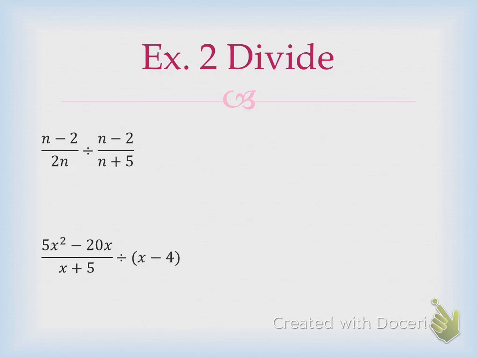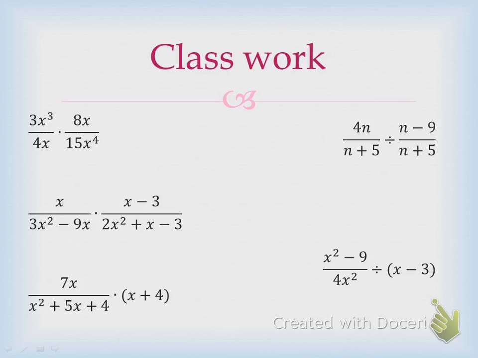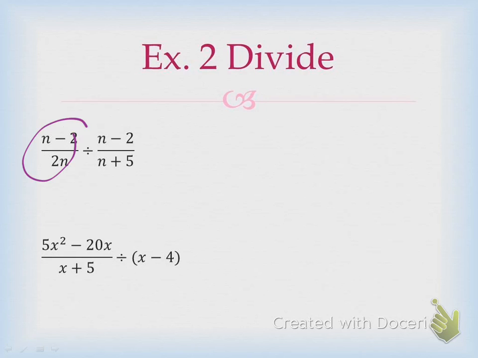Now in example 3, what we're going to do is we're going to divide. Okay? Now, here we go. You know that we never, ever, ever divide fractions. Remember, we flip, we do the reciprocal, and change it to multiplication. But am I going to flip both fractions? No. Which fraction do I flip? The second one. So I don't touch my first one. I have n minus 2 over 2n. I change it to multiplication, and my new second fraction is going to be n plus 5 over n minus 2.